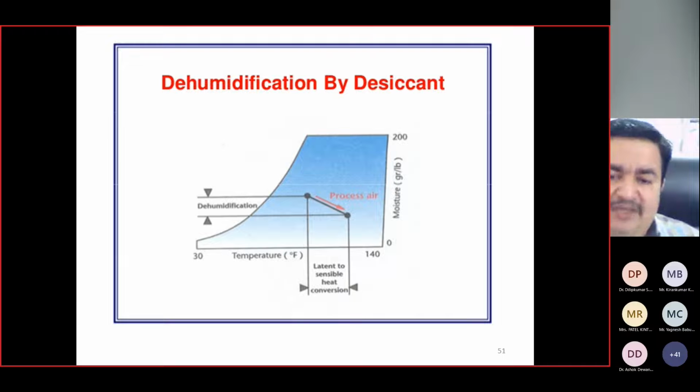So whatever may be the conversion of moisture into water droplets condensed over the surface of the desiccant, it will convert the latent heat load, meaning that the proportion of water vapor is reduced at the end. So ultimately the dehumidifier does nothing but convert latent heat into sensible heat. It is very easy for us to handle the sensible heat as compared to the latent heat.